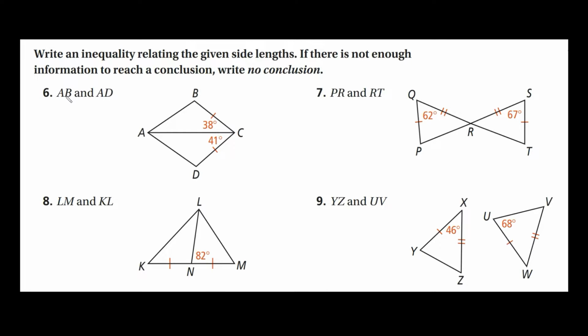So the first problem right here, we want to compare the side lengths AB and AD. So we want to compare those two lengths. Now, in order to do that, we can use the Hinge theorem. So to use the Hinge theorem, you just need two congruent sides and the angle between those two congruent sides.